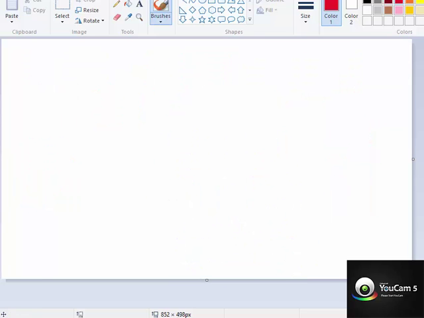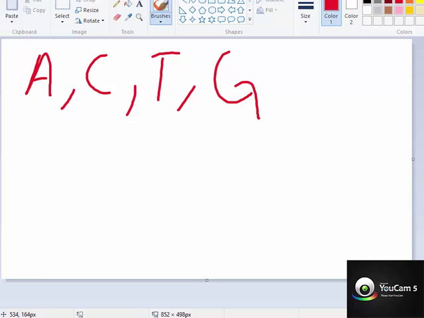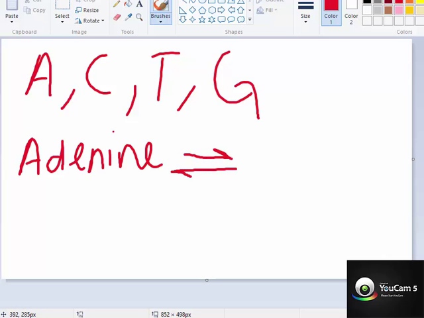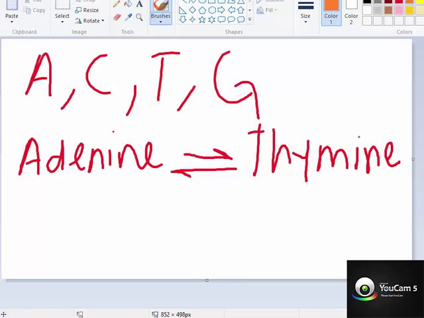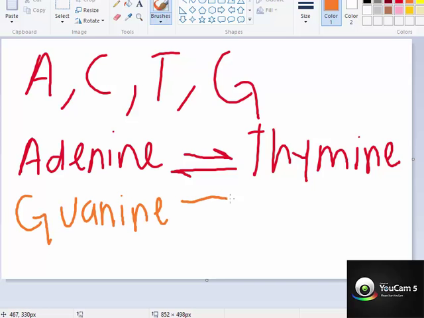So the next thing I want to talk about is how these nitrogenous bases pair together. They always will pair together with the same letter. Okay? So adenine will always be paired with thymine. And guanine will always be paired with cytosine.